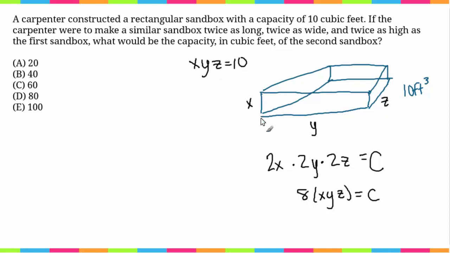So we have, remember, height times length times width equals 10. Now let's go ahead and plug that in, or substitute it in here. And then we have 8 times 10 equals our new capacity. So that is answer choice D, because since we increased each of the sides by a factor of 2, our capacity is going to be bigger by 2 times 2 times 2, which is 8. And again, 8 times 10 is 80.